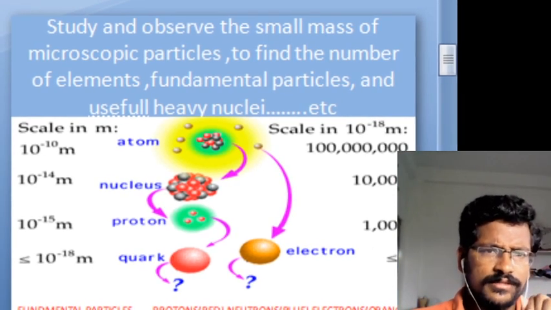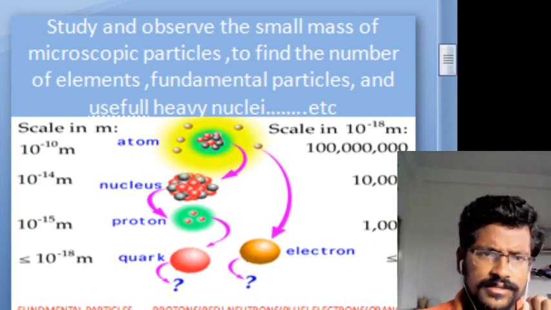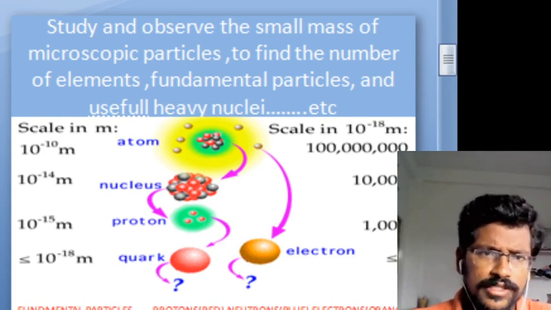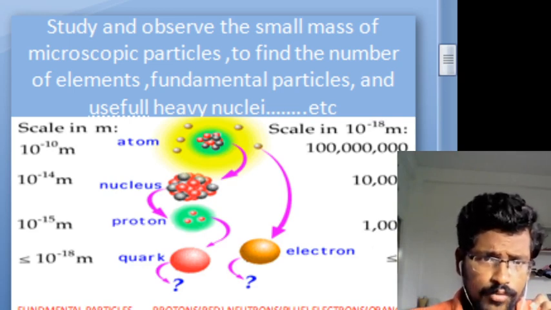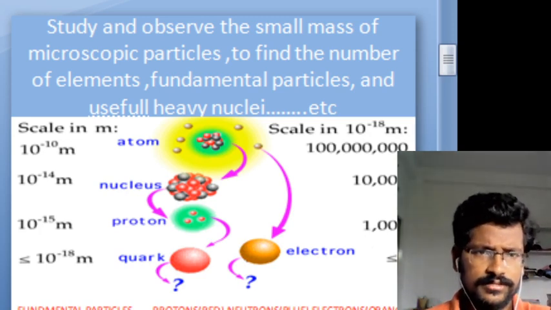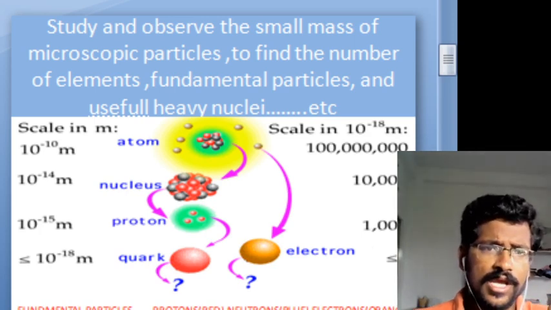This is an atom. Every atom has a nucleus. The electrons in the atom always revolve around this nucleus. Why? Because the nucleus has heavy, positively charged particles, those are protons and neutrons. Here protons have only positive charge. Neutrons are chargeless particles.